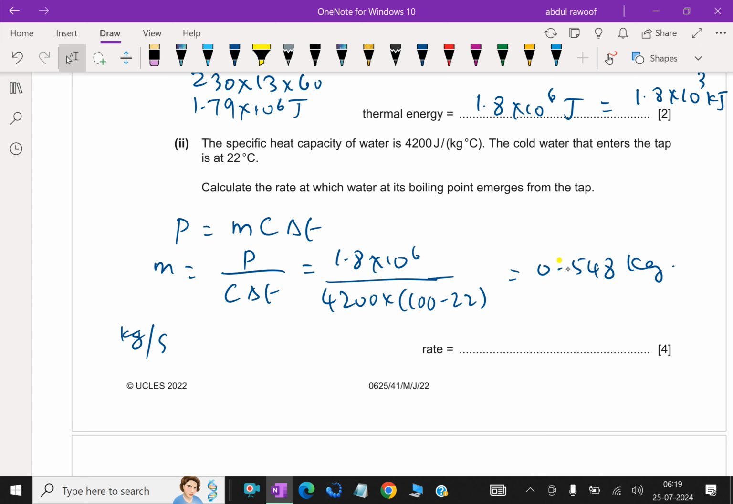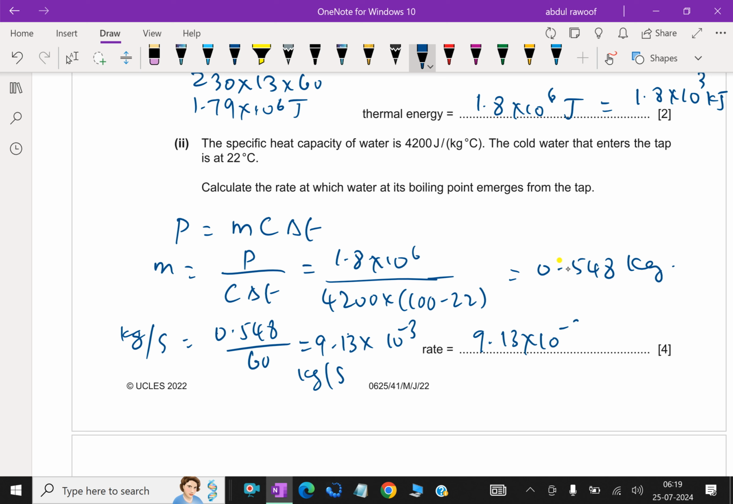But per second, that rate, that is mass in kg per second, is 0.548 over 60, which gives 9.13 into 10 raised to minus 3 kg per second. Per second, this much water, in kg, flows through the pipe.